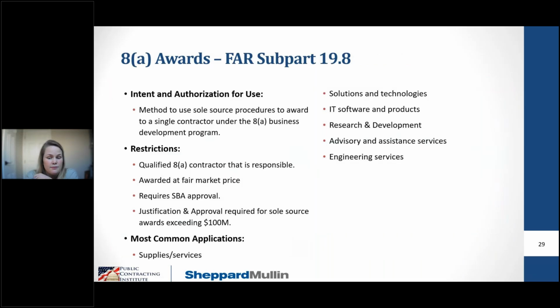8A set-asides are very similar to small business set-asides, but really a method to use kind of sole source procurement procedures to award contracts to a single vendor under the SBA 8A program. The biggest difference here is that only a qualified 8A small business contractor who's responsible can participate in these programs. It requires SBA approval and often a justification and approval being published as well, especially if the award is over $100 million.